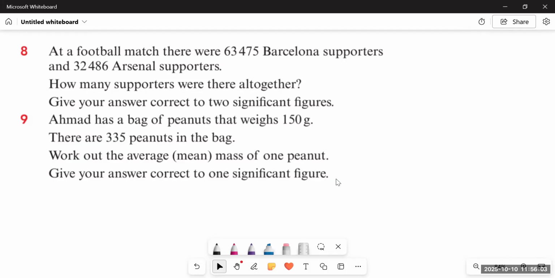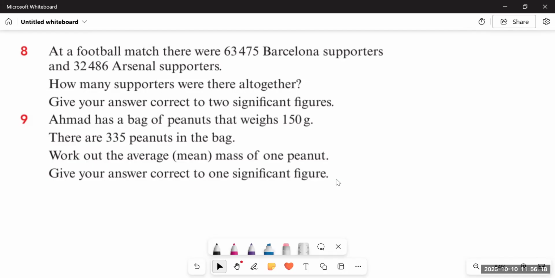Today we are going to do some of the questions of chapter number 3, exercise 3.2 of Cambridge Lower Secondary Book 8. And starting from question number 8, we have already discussed a few last questions. So let's start from question number 8, which involves a word problem.